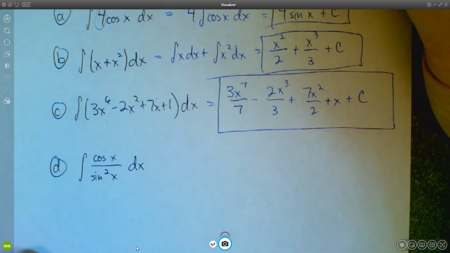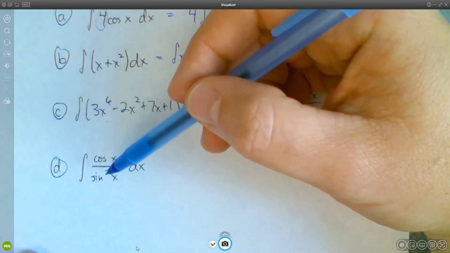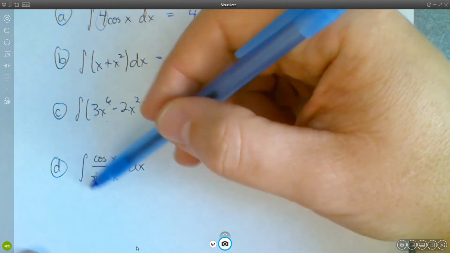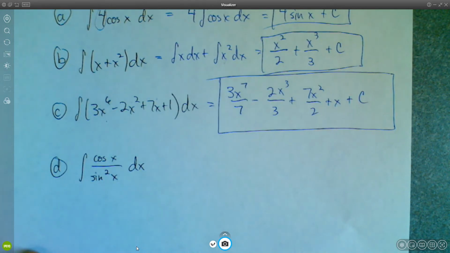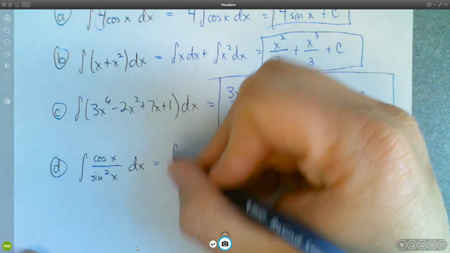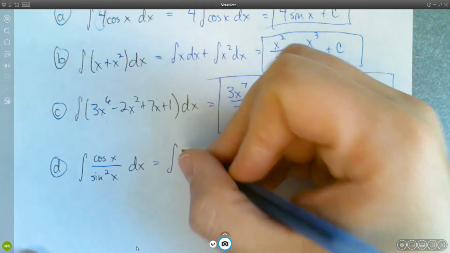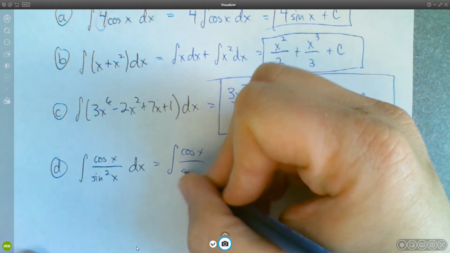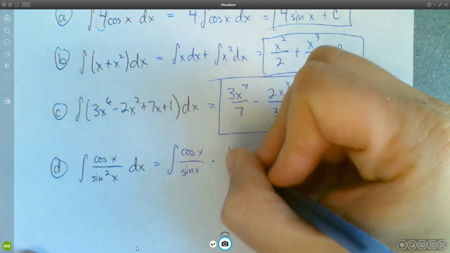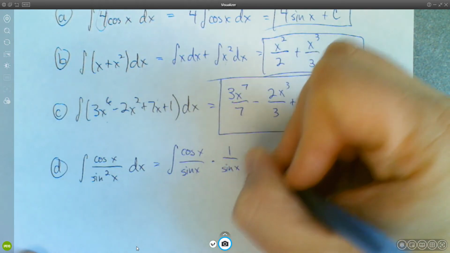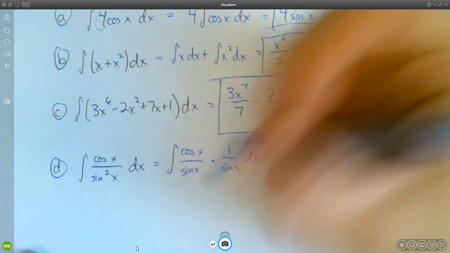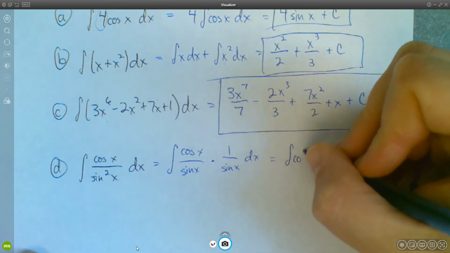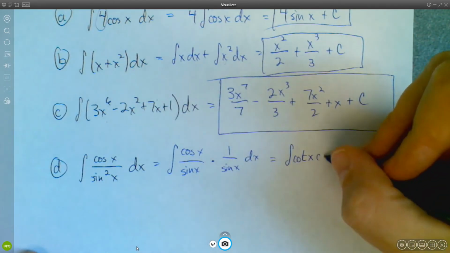So there are lots of things you could do. One thing that occurs to me is that sine squared x is 1 minus cosine squared x, but then you're kind of stuck there too, right? There's not much you can do with that. But another thing that I think of is this. I can split the sine so that I have cosine x over sine x times 1 over sine x. And cosine over sine is cotangent. 1 over sine is cosecant.